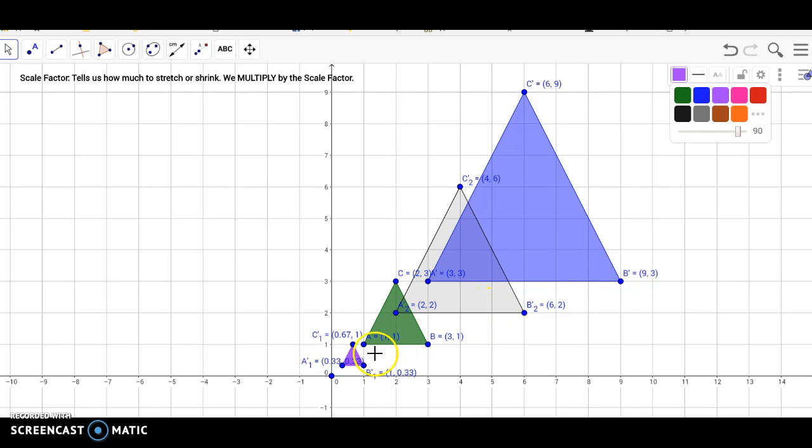And finally, with 1/3, this here is 1/3 because 1/3 times 1 is 1/3. And that, my friends, is dilations.